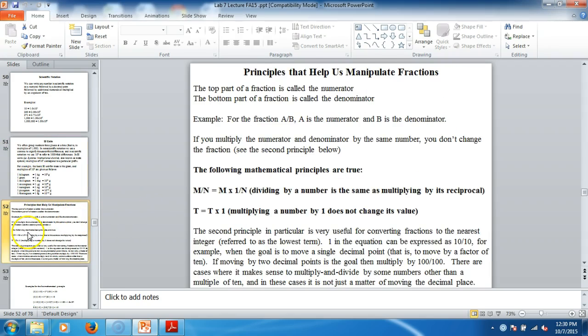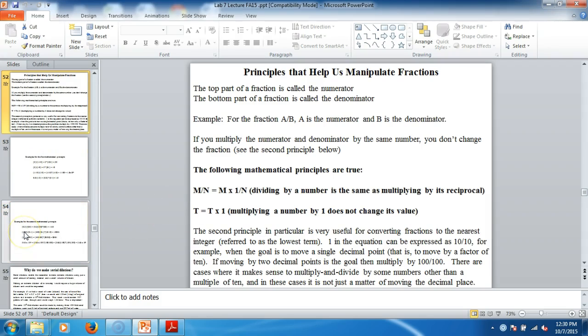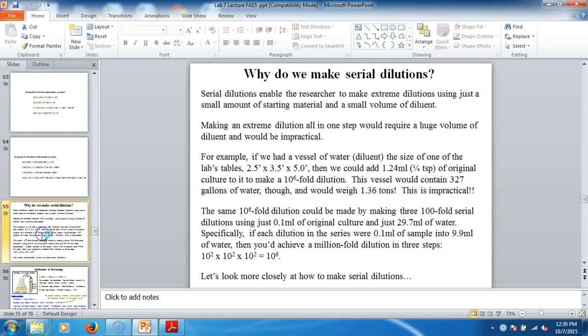So, yes, it's metric in lab. It's metric. So what the different abbreviations mean, and how to manipulate fractions.